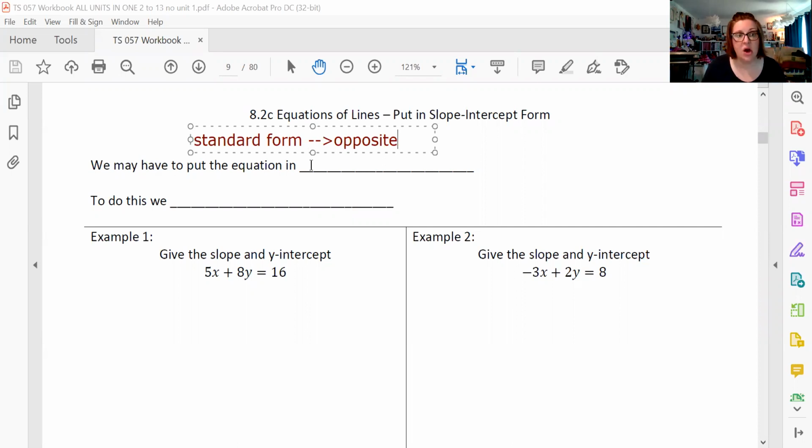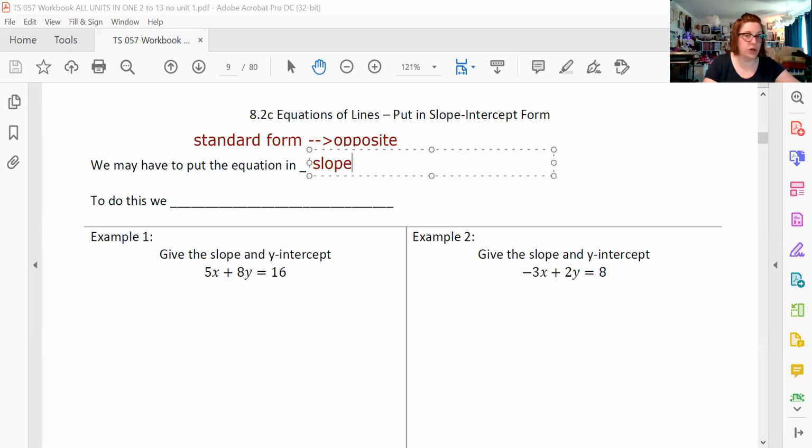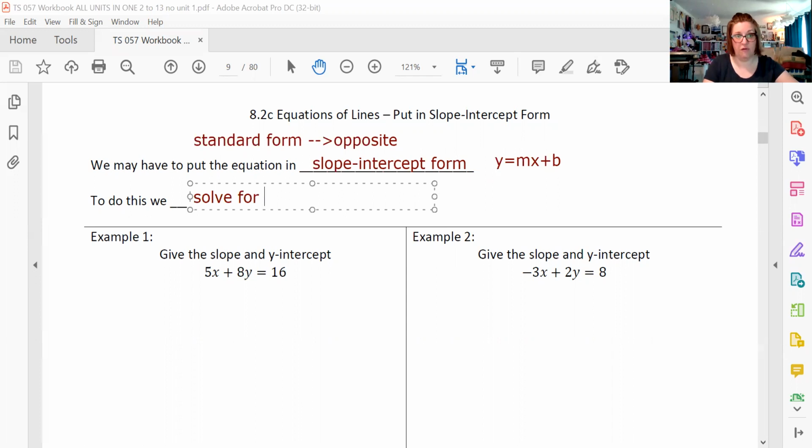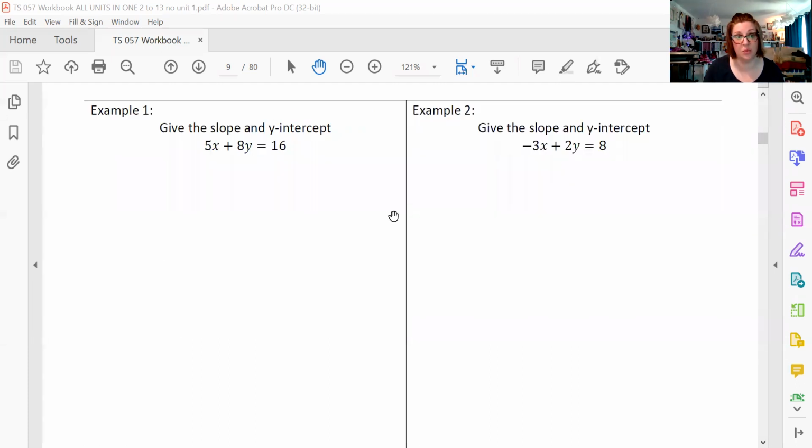And what we're going to have to put the equation into is slope-intercept form, which again, if you remember, is y equals mx plus b. To do this, we are going to solve for y this time. So let's look at some examples so that we can do this. I'm going to clear all of these and scroll up so we have some room for the problems.